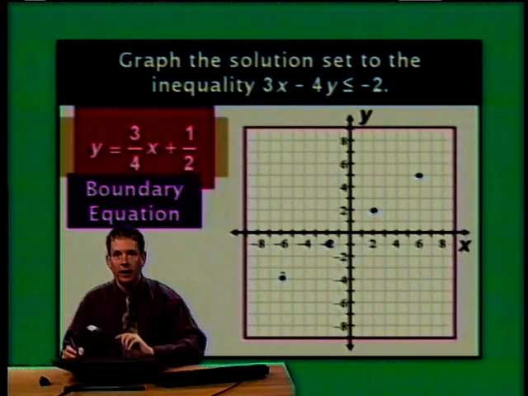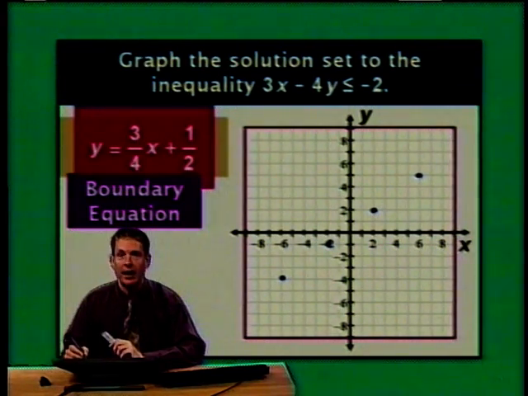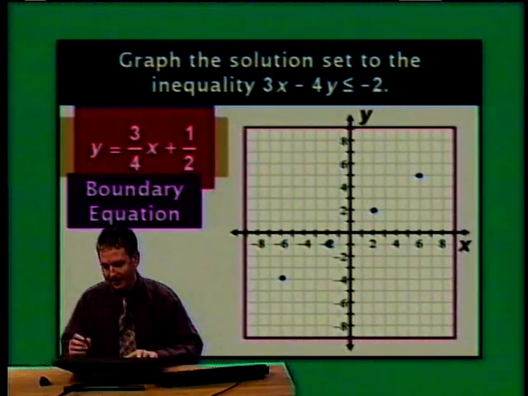Before I actually draw the line, I need to look at my inequality symbol again. Since this is less than or equal to, and points on the line are where the two expressions are equal, I need to draw a solid line.